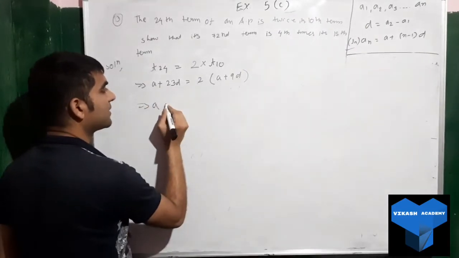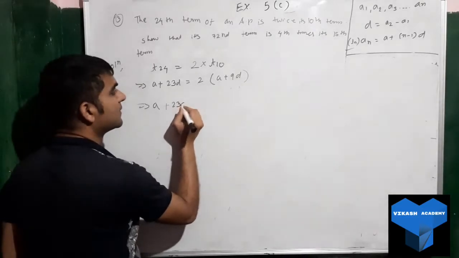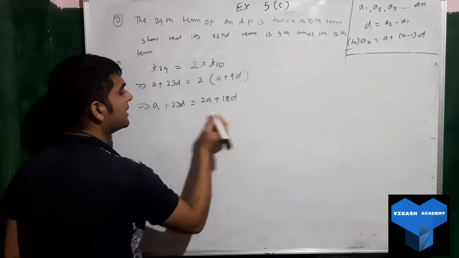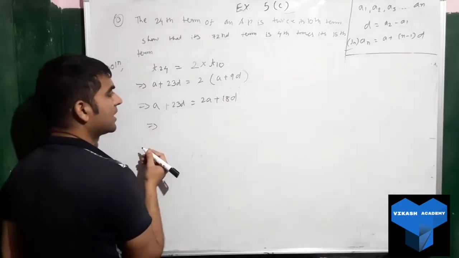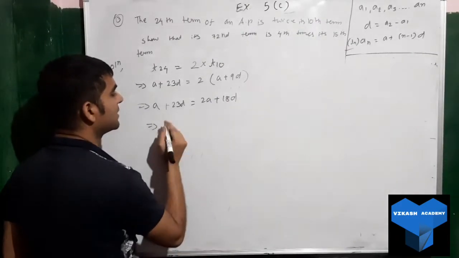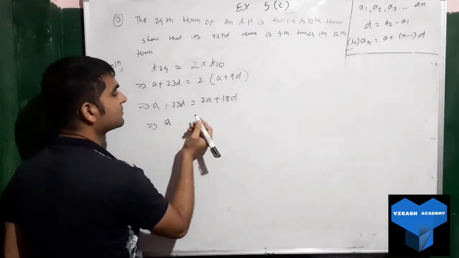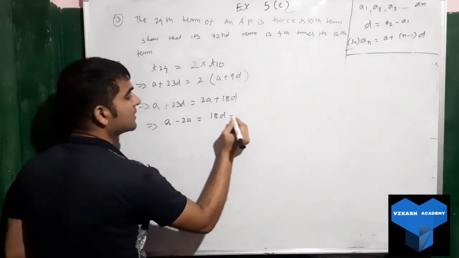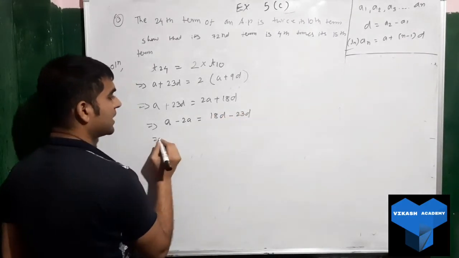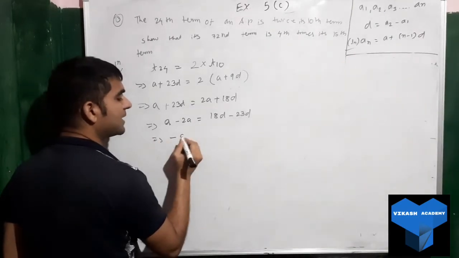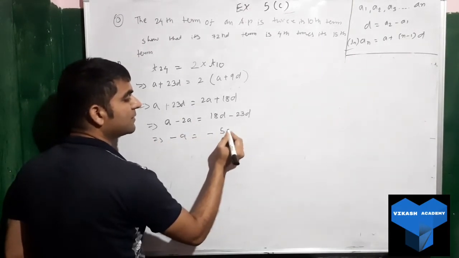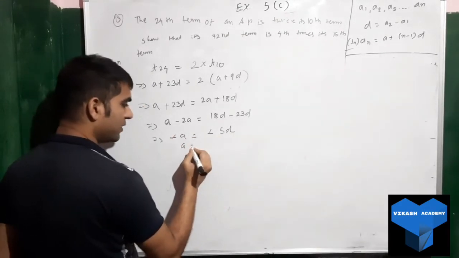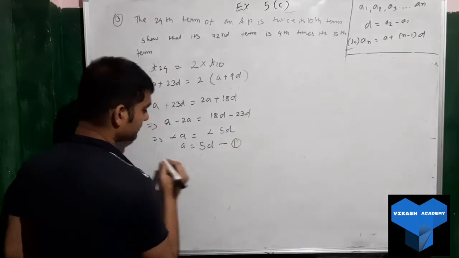So a plus 23d, 2 into a will be 2a, 2 into 9d will be 18d. Bring d on one side and a on one side. So a minus 2a is equal to 18d minus 23d. Minus a equals minus 5d, so we can cancel the minus and we have a is equal to 5d, equation 1.